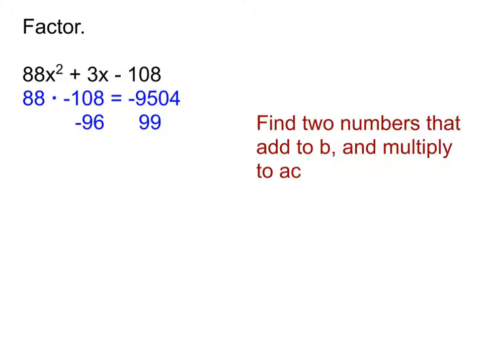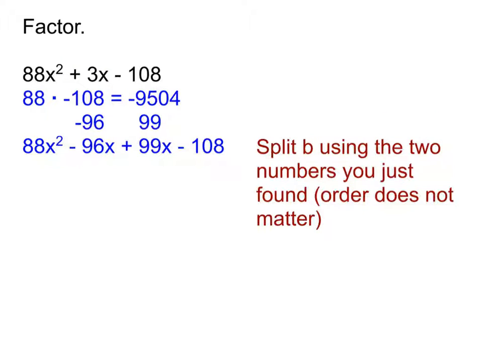So why did I want that? Because that then lets me break up my b value. That lets me break up positive 3x into negative 96x and a positive 99x. So this is what my next line of work looks like. It's the same as the first, except I broke up my b value.